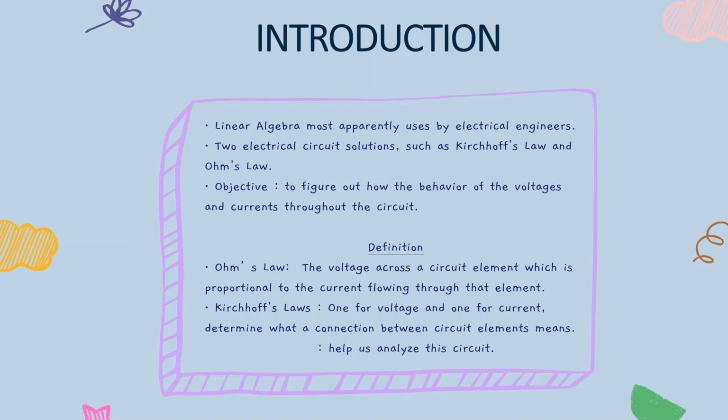Next, Kirchhoff's laws: there is one for voltage and one for current, and they determine what a connection between circuit elements means. These laws can help us analyze this circuit. So that's all from me. I will pass to Siti Fatimah Amalina to proceed to the next topic.